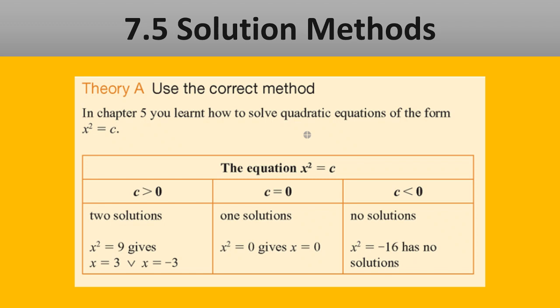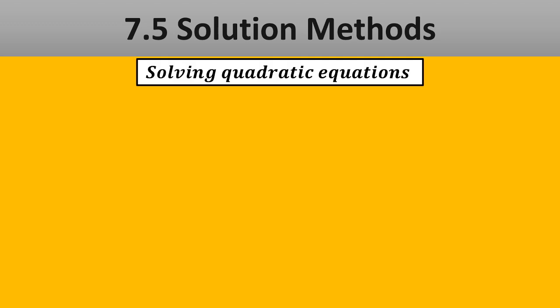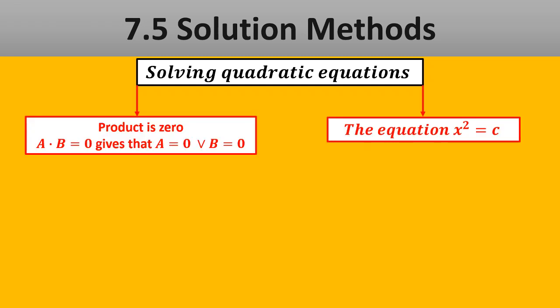This paragraph doesn't really contain that much new theory. It's really more about finding the solution method for each exercise. There are quite a few now, right? So we have this product is 0 method that we've taken a look at in 7.4, and we have the equation x squared equals c, which is from chapter 5.